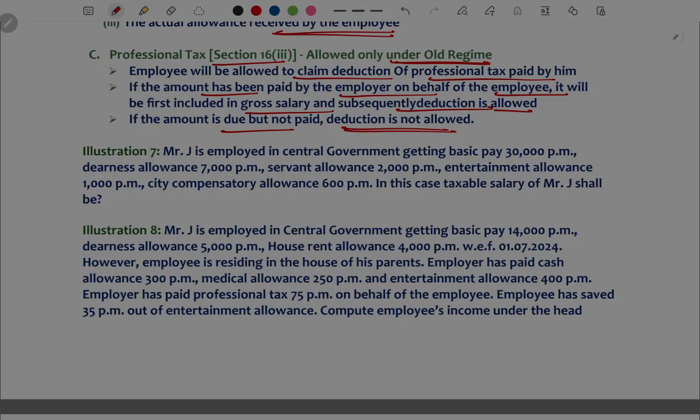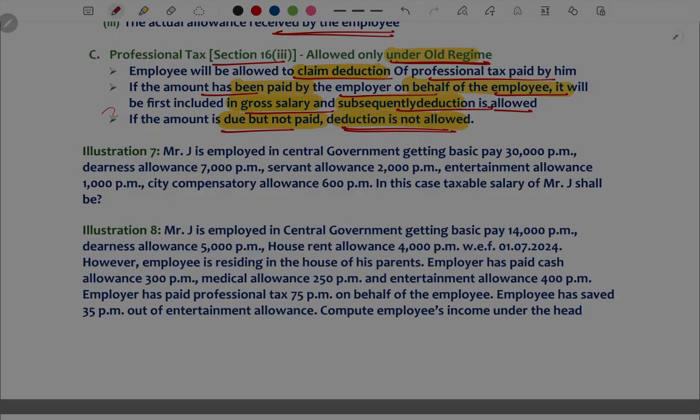Means professional tax will be only under the old regime, and the employee will only be allowed to claim deduction when professional tax is paid by him. If the amount has been paid by the employer on behalf of the employee, it will first be included in the gross salary as a perquisite, and then subsequently the deduction is allowed. If the amount is due but not paid, the deduction is not allowed.